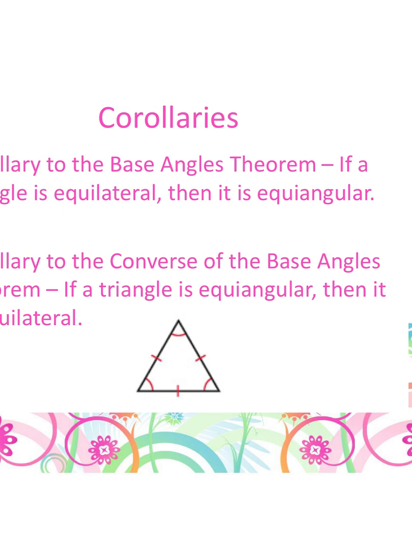Same thing on that converse. So the corollary to the converse of the base angles theorem, if you start out by being given a triangle with four congruent angles, making it equiangular, then I also know that the three sides across from all of those equal angles are also three congruent sides, making it equilateral. Let's try some examples.